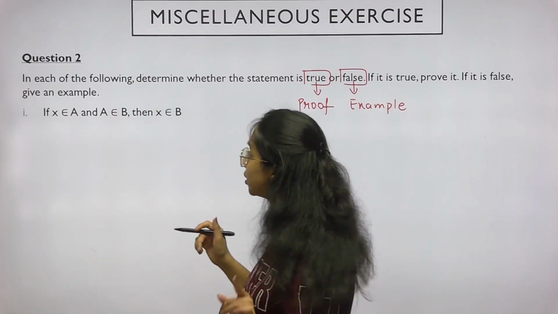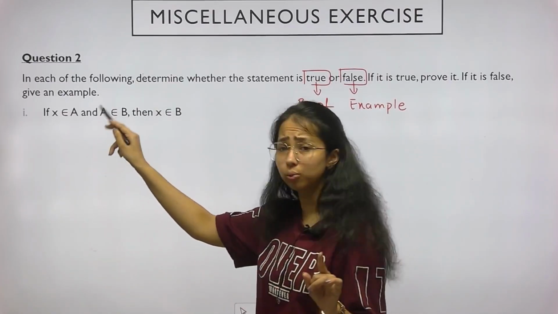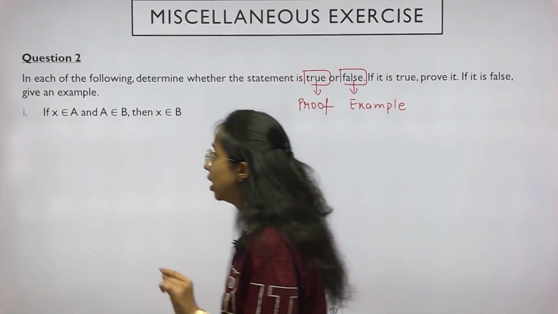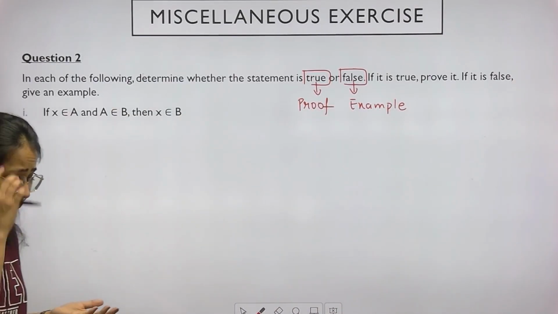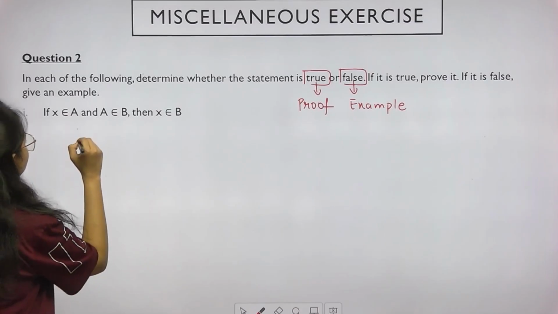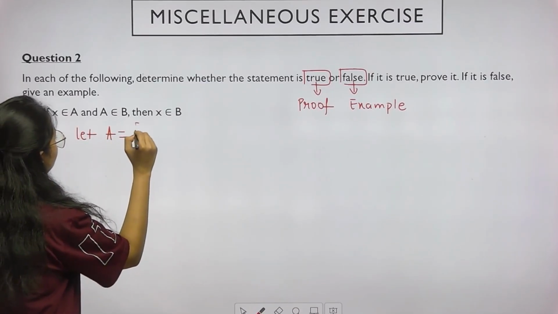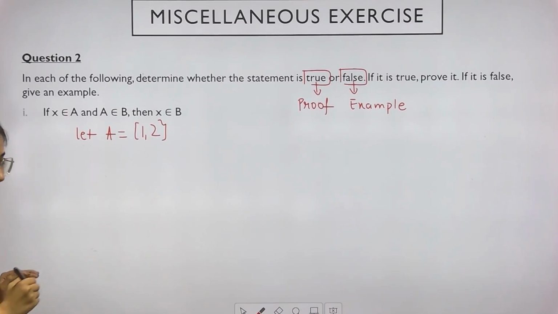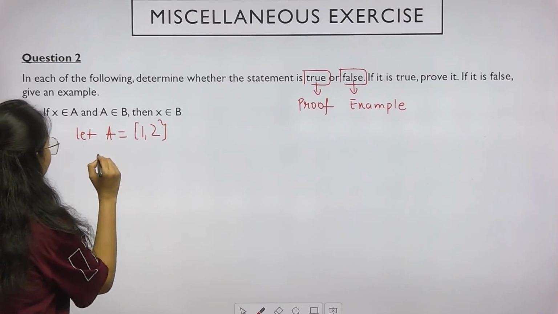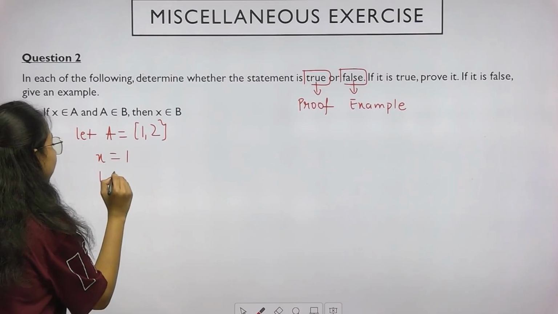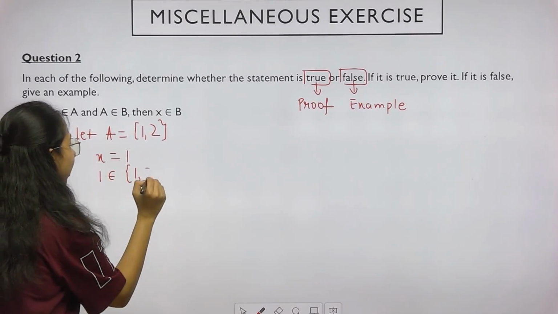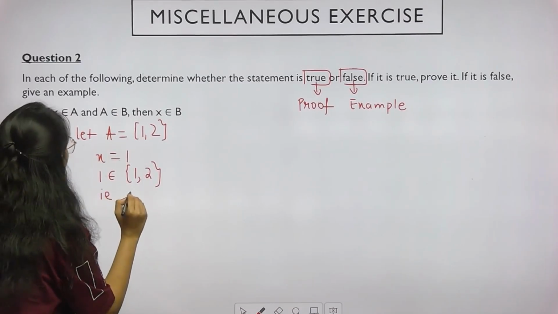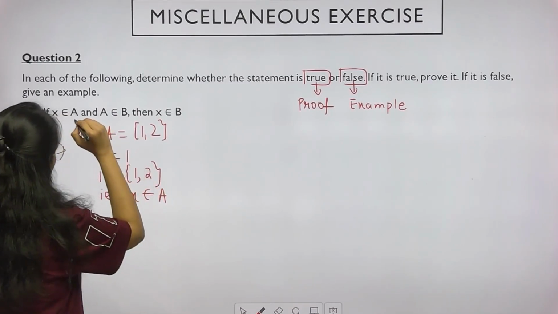First part says that if x belongs to A and A belongs to B, then x belongs to B. Okay, so now let's take an example. First of all, let A be equal to curly bracket 1, 2. Now let's take x as 1. Clearly we can see that 1 belongs in set A. Now this means that x belongs in A. So this we have proven.